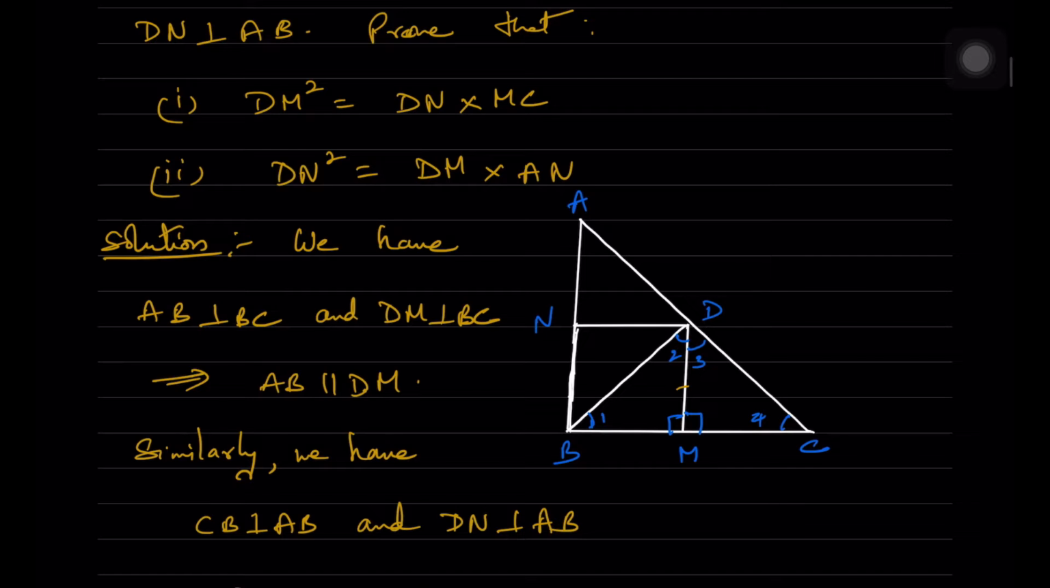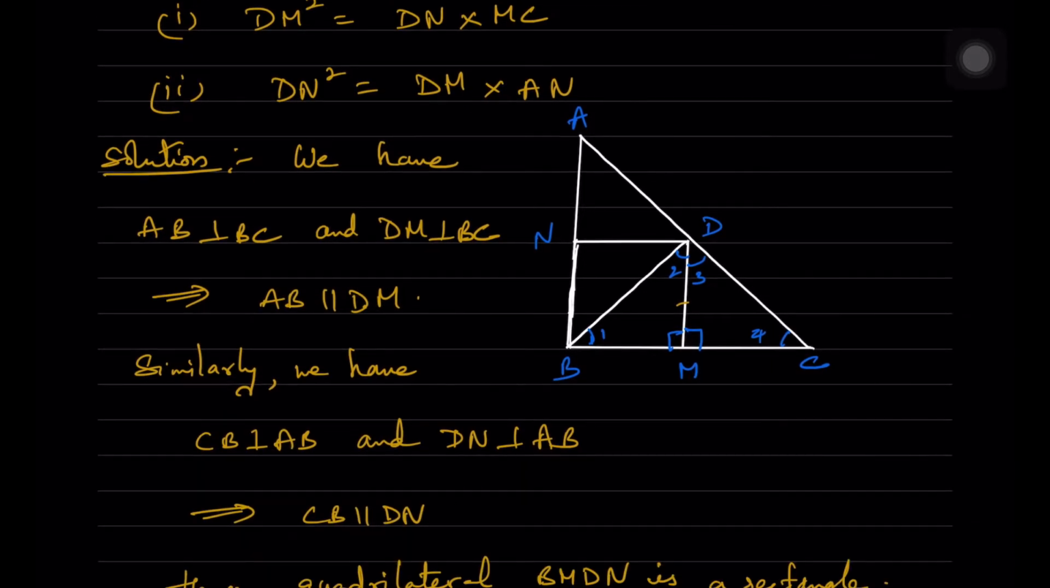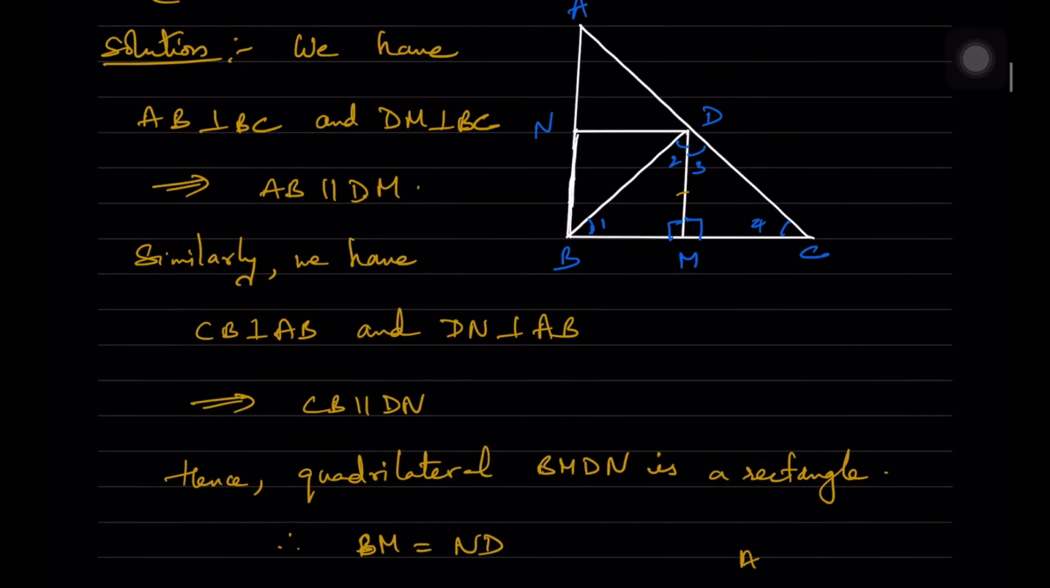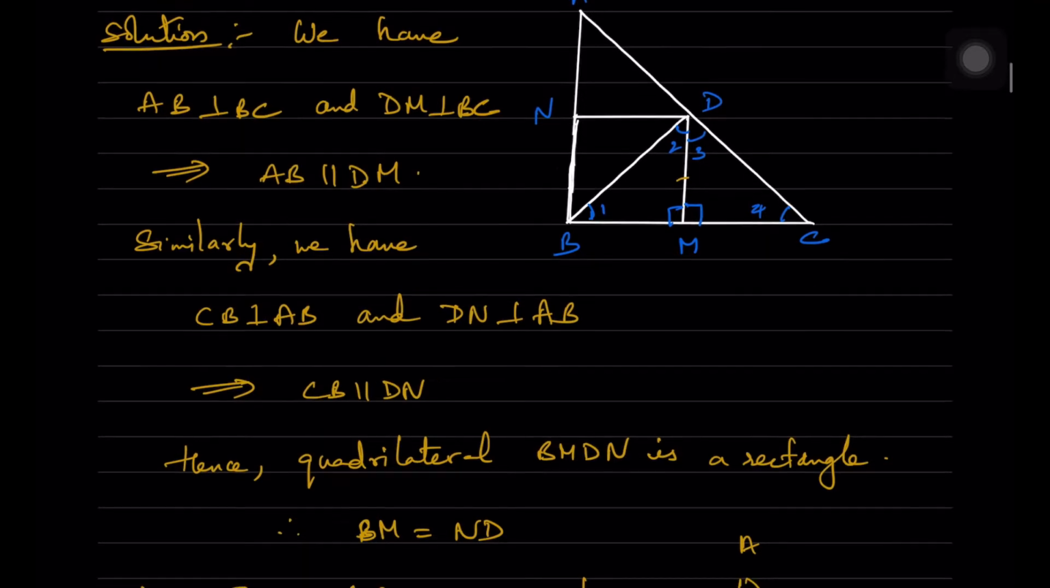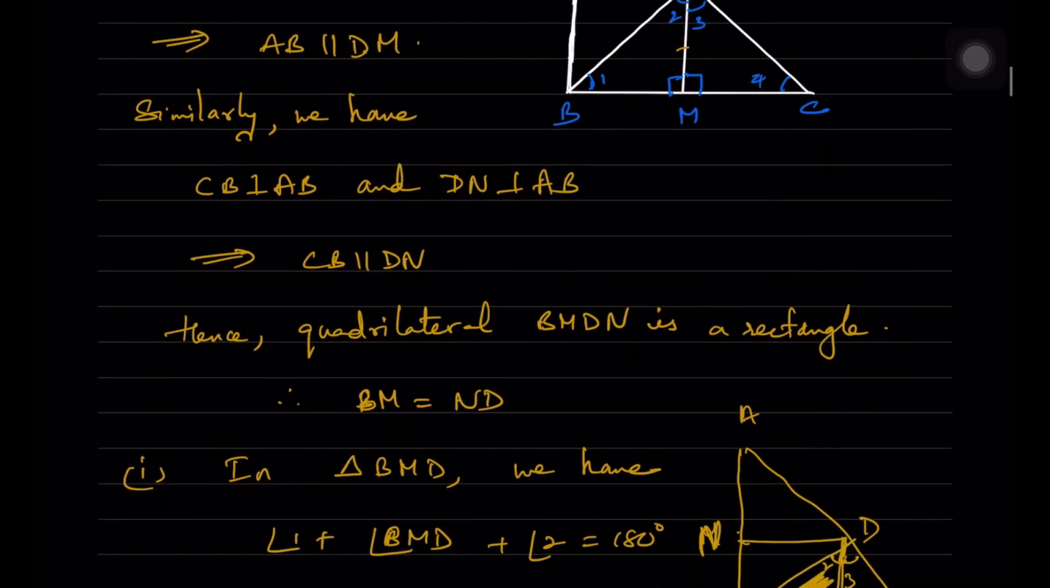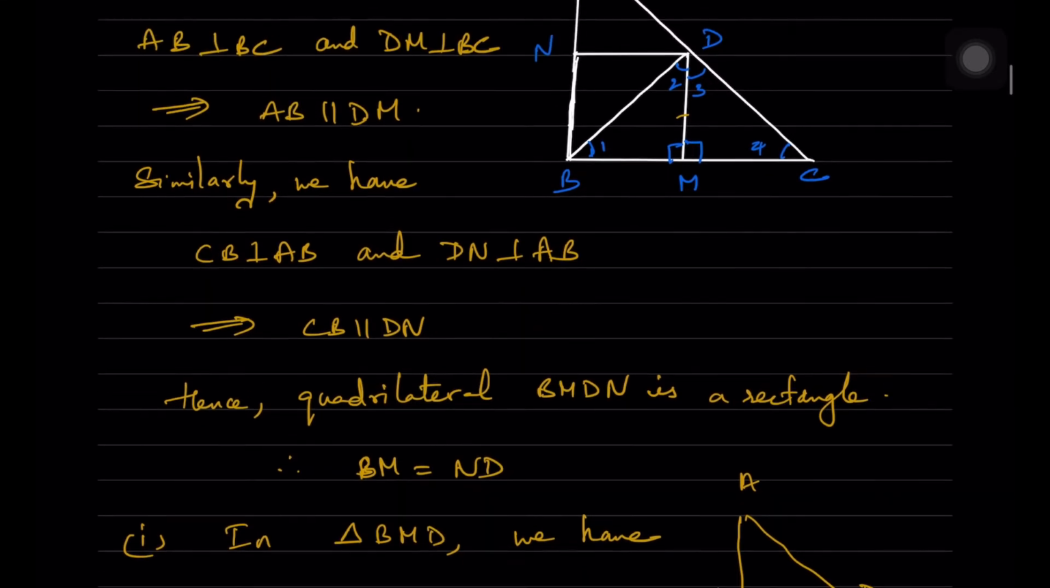We have AB is perpendicular to BC, given to us, and DM is perpendicular to BC, which implies that AB is parallel to DM. Similarly, we have CB perpendicular to AB and DN perpendicular to AB, which implies CB is parallel to DN. Quadrilateral BMDN is a rectangle. Therefore BM is equal to ND. So here we got BM is equal to ND.